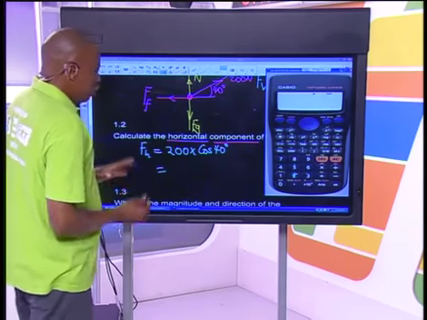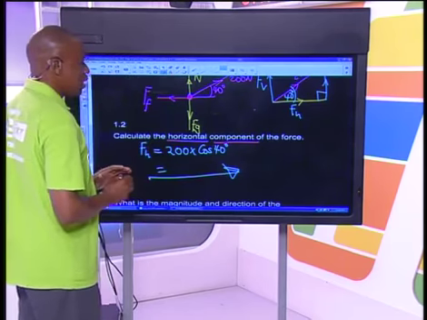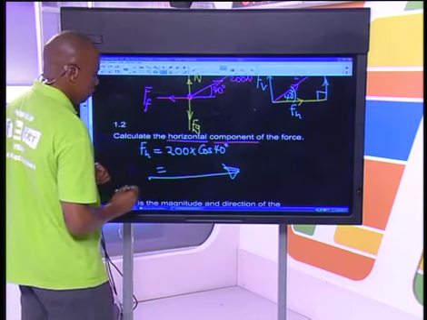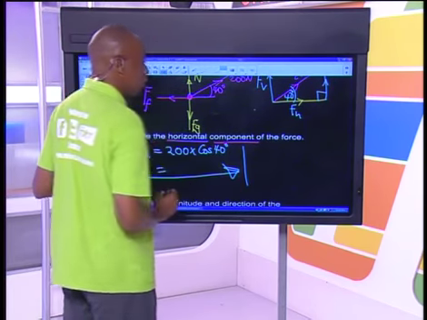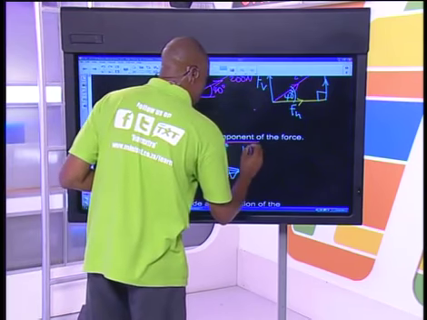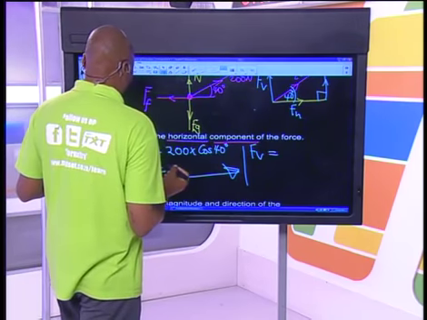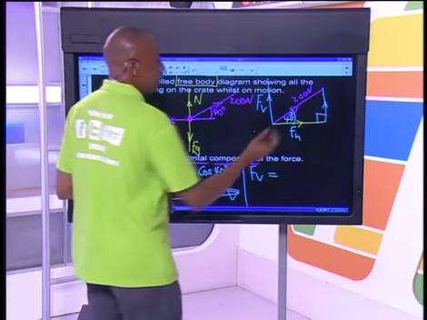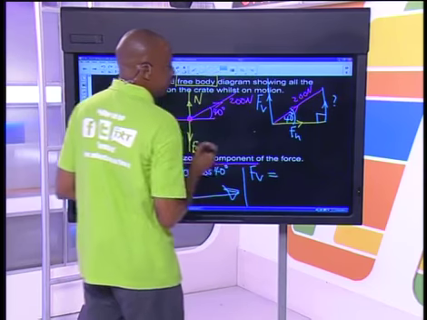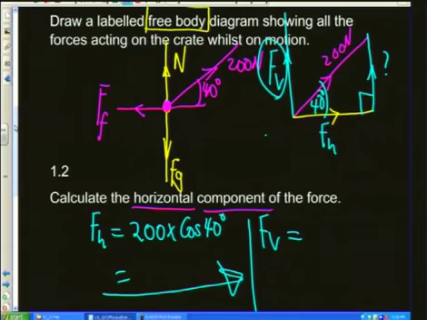All right, that's fine. What you would have is 200 times cos 40, and that will be your horizontal component. They didn't ask me about the vertical component, but let me just show it to you. If you have a look at the right angle triangle, your vertical component is that one, that is FV. So FV will therefore be equal to 200 times.